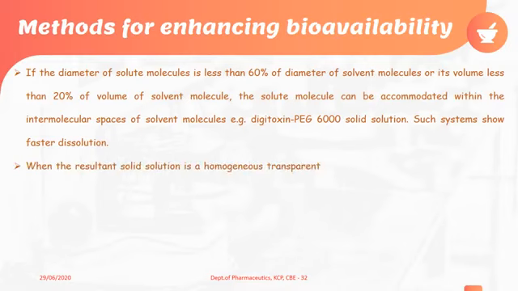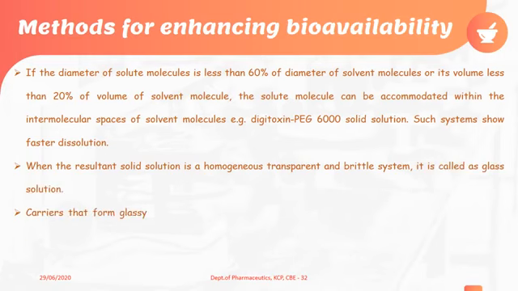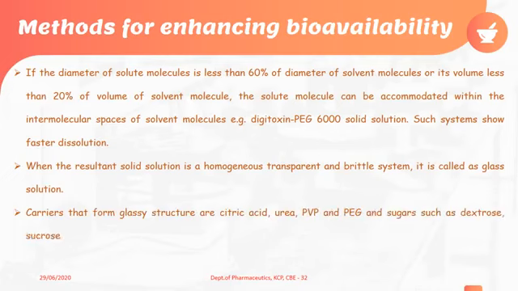When the resultant solid solution is a homogeneous, transparent and brittle system, it is called a glass solution. Carriers that generally form glassy structures are citric acid, urea, PVP, PEG, and some sugars such as dextrose, sucrose, and galactose.